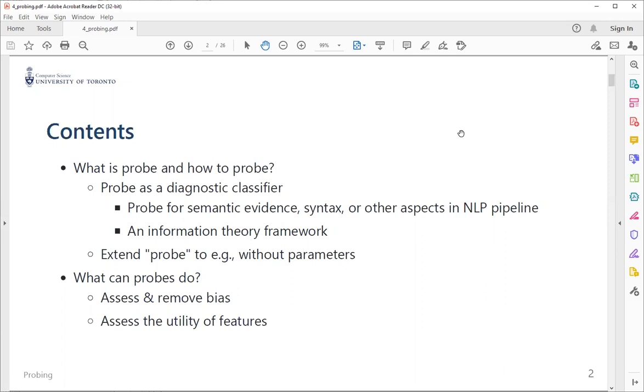So today, let's first talk about what a probe is and how to do the probing. And then we can look at some applications of probing.